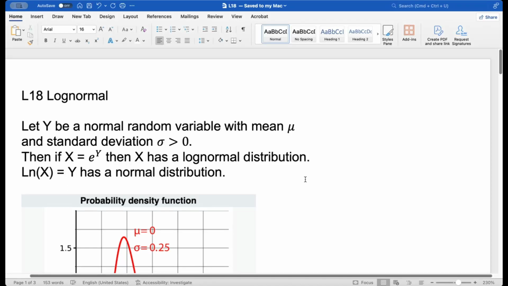Welcome to lesson 18 on the log normal distribution. If y is a normal random variable with mean mu and a positive standard deviation sigma, and x is equal to e to the y, then x has a log normal distribution, meaning that if we take log on both sides, we get that log of x has a normal distribution.